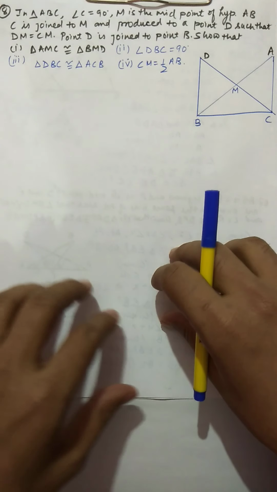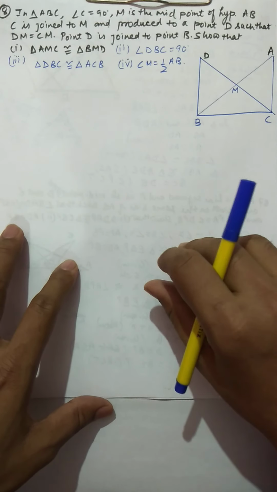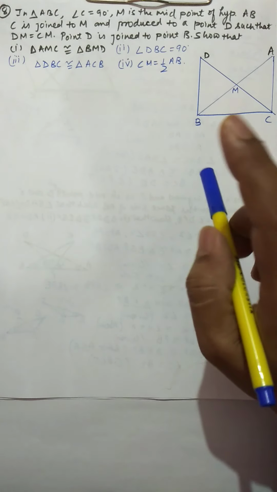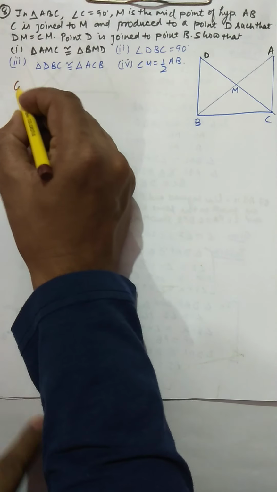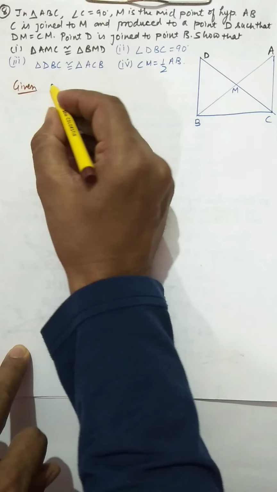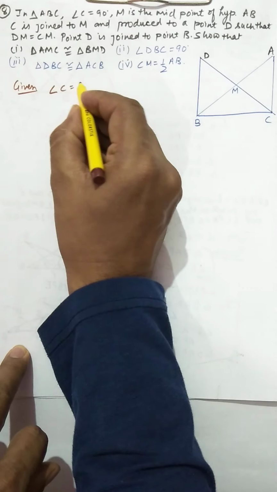Now question number 8, and this is the last question of this exercise 7.1, and this is the most important question. This is the question where students generally make mistakes, and let's see what mistake students normally make in the class. First we'll write what is given to us. Given is that angle C is equal to 90 degrees.